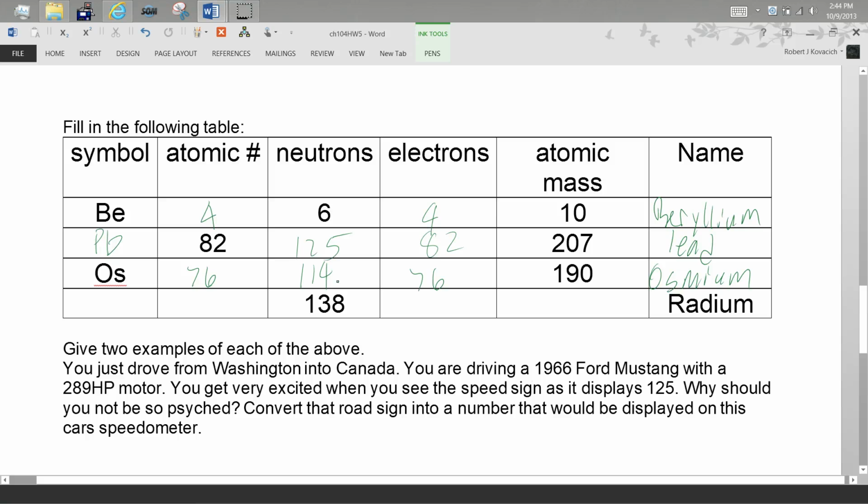All right, so I've got this element radium, and the symbol for radium is Ra. And radium has how many protons? And so that means it's got 88 electrons. And so if I add the 88 and the 138, we get 226 for this particular isotope's radium's mass. Okay. We good with that?